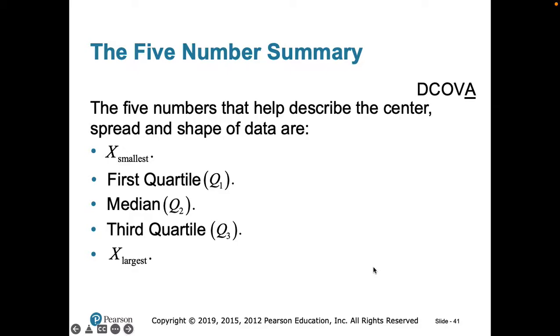Here is the five-number summary. You need to pay attention to this because you will need it for the project that we will be doing. Basically, those are the five numbers that help describe the center, spread, and shape of data. You're going to have your smallest value, your largest value, your first quartile, your median, and then your third quartile. So you have Q1, Q2, Q3, your smallest and your largest value.